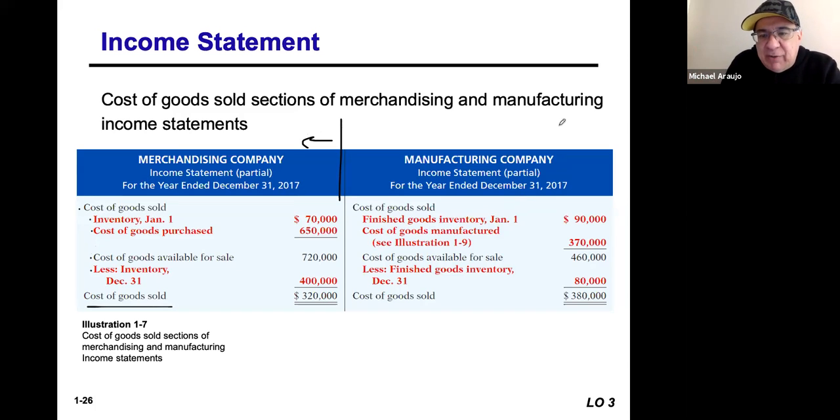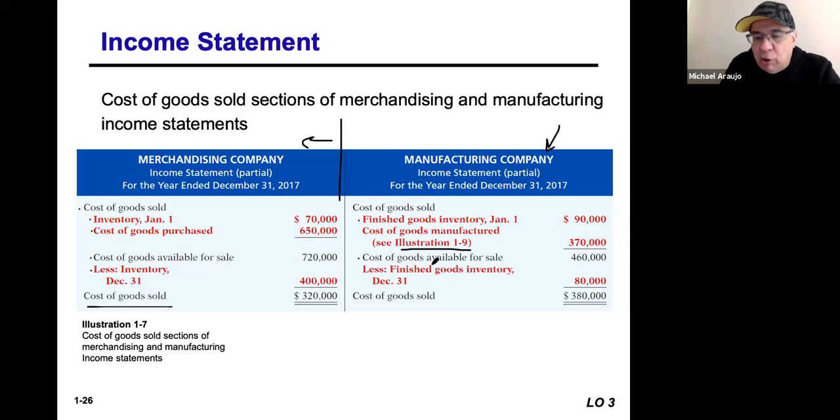As you see, for a manufacturing company, it's slightly different because the cost of goods sold starts with the finished goods at the beginning of the period. Now that number will be given to you. It would be available on a balance sheet, finished goods inventory. We're going to look at illustration 1.9 very soon to show how they calculated the cost of goods manufactured.